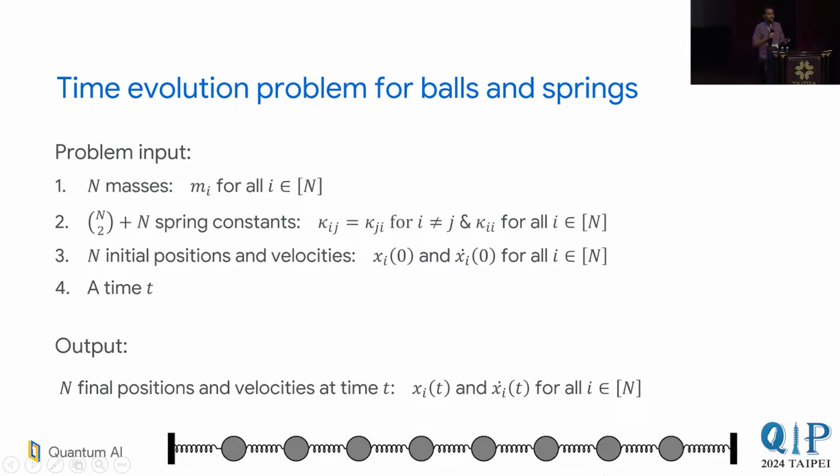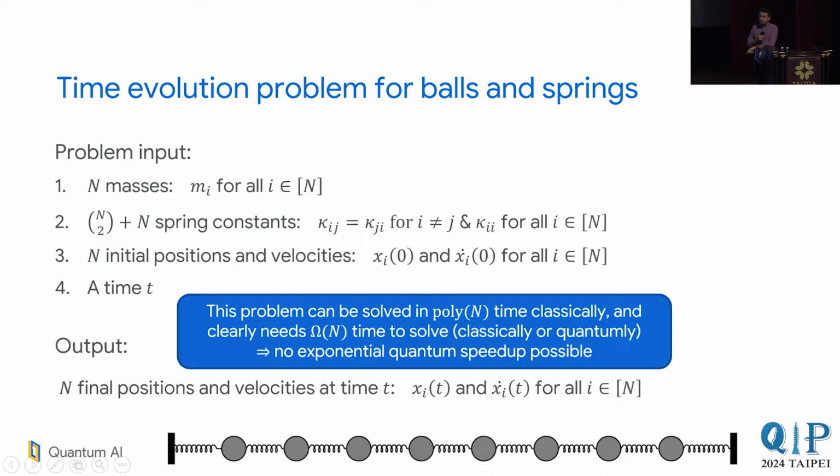So this is a well-defined computational problem we could study. And let's see, how much time does it take to solve this problem classically? It turns out you can solve this problem in polynomial time, classically. So what I mean is you can solve it in time poly of capital N, the number of balls.